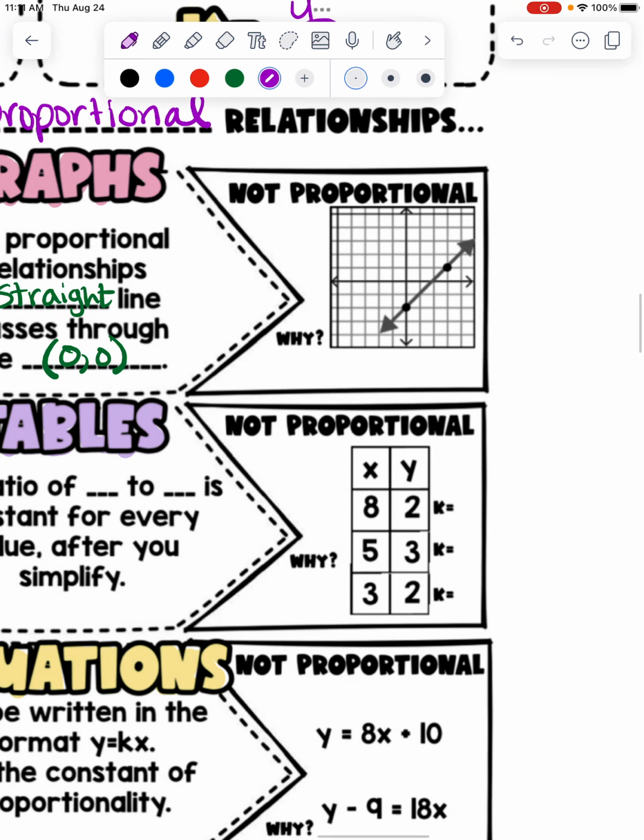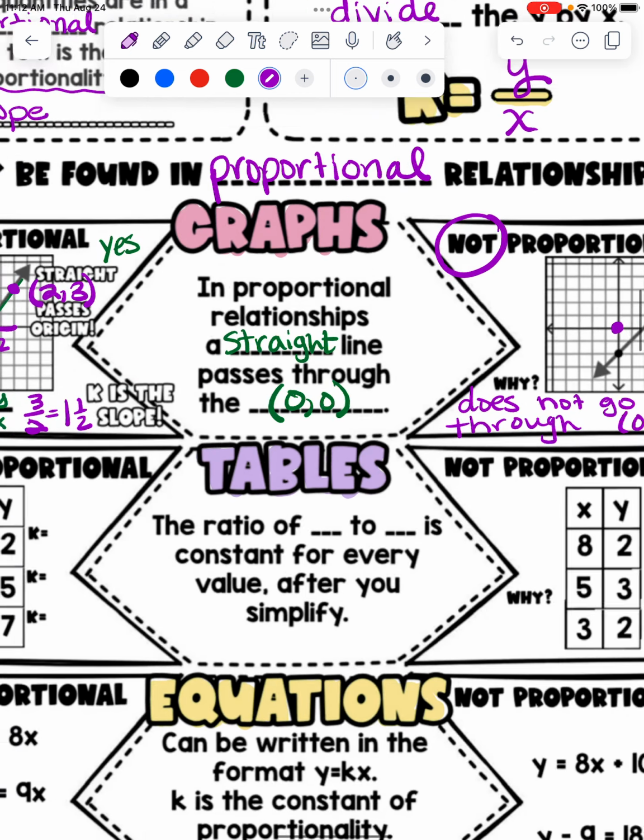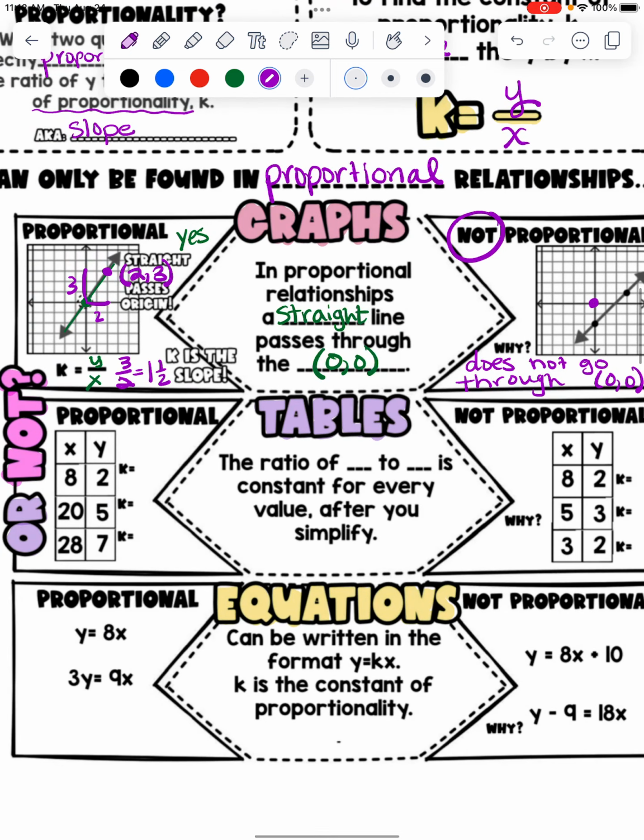This graph over here is not proportional. The reason it's not proportional is because it doesn't go through the origin. It's a straight line, but it has to be both. It has to be a straight line and go through 0, 0. So it does not go through 0, 0. So for a graph, you could just look at it and tell if it's proportional or not. If it's a straight line through 0, 0, it is proportional. If it's not straight or does not go through 0, 0, it's not proportional.